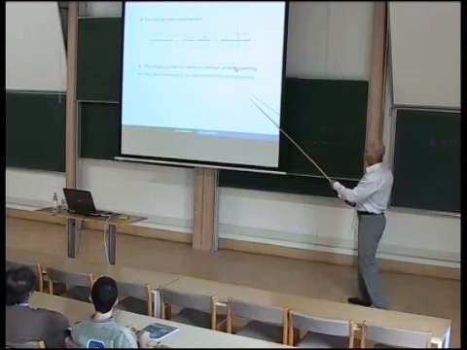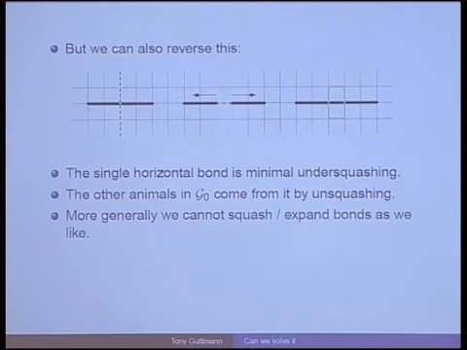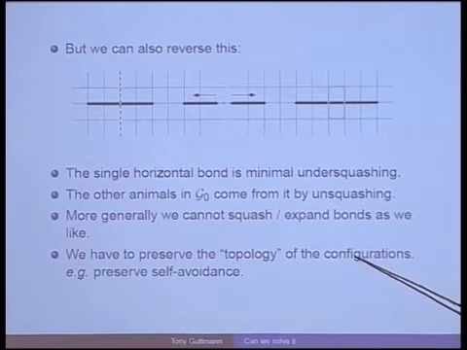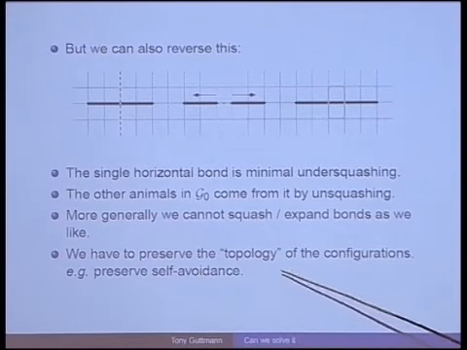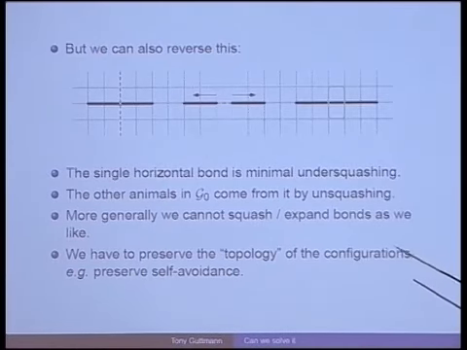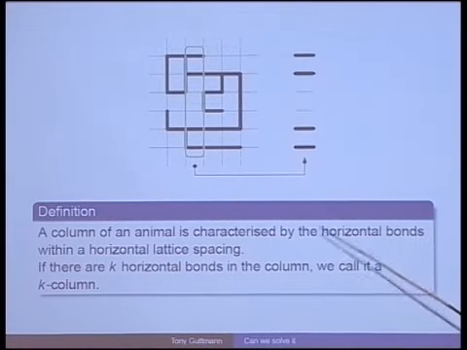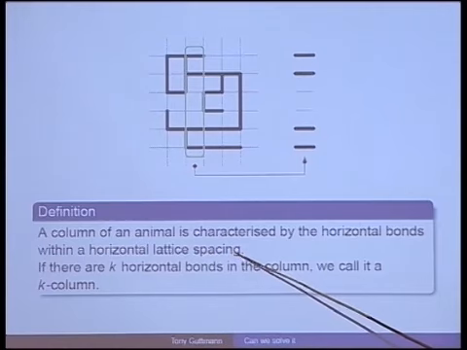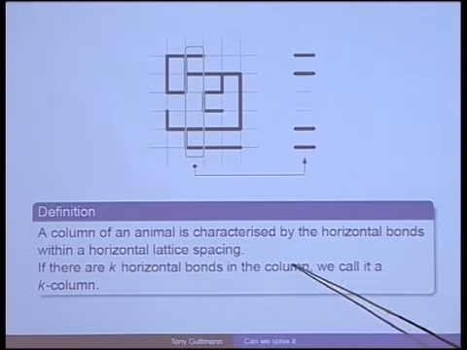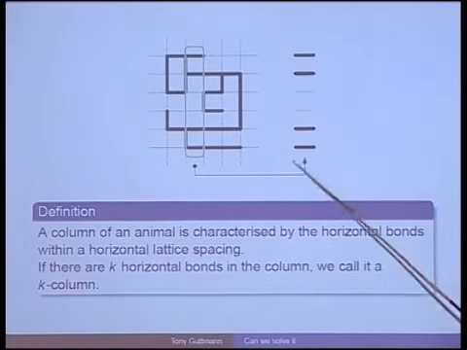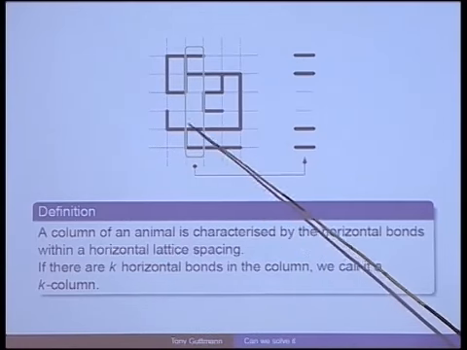The other animals in G0 come from it by unsquashing, and more generally, we cannot squash or expand bonds as we like. We can in this case. We have to preserve the topology of the configurations, preserve self-avoidance, because we want to make this a reversible operation. So we want to be able to expand it and get back what we want. So we need a couple of definitions. A column of an animal is characterized by the horizontal bonds within a horizontal lattice spacing. So if there are k horizontal bonds in the column, we call it a k column. And you can see here we've got a 4 column in this particular figure because there are 4 horizontal bonds.